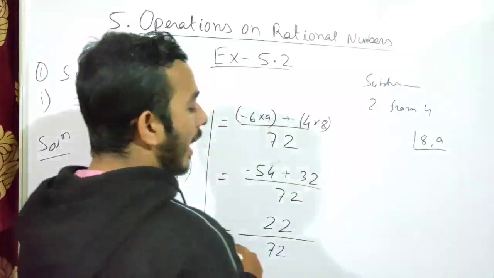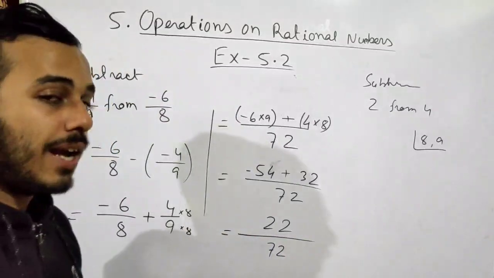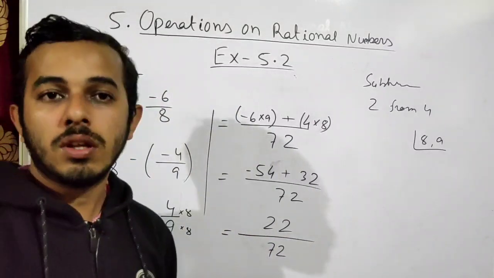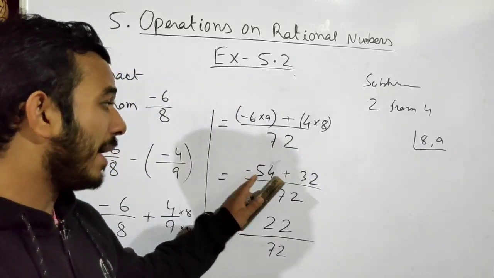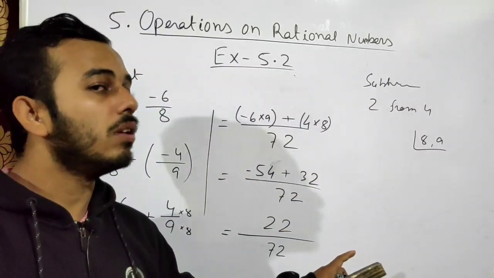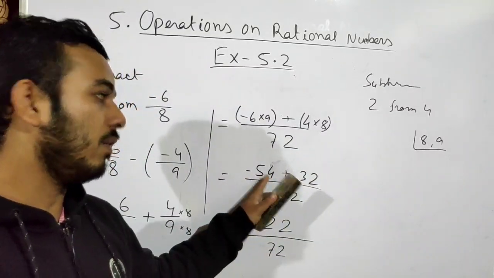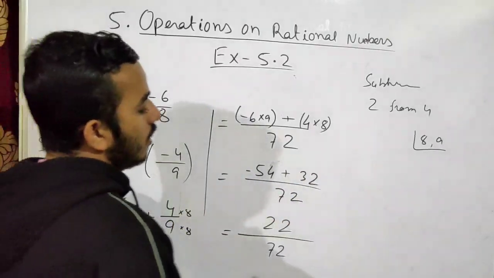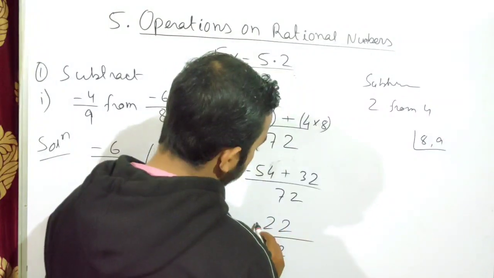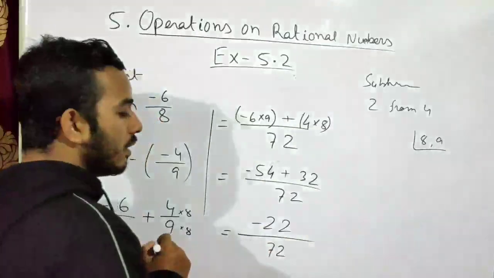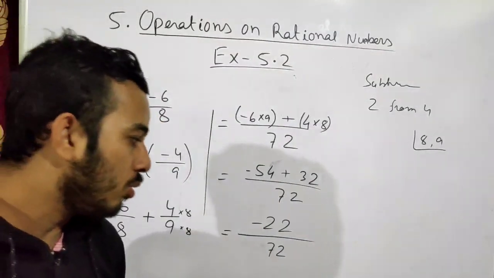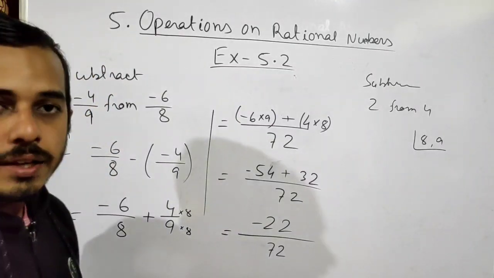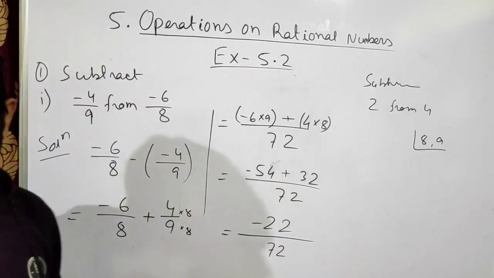Okay, and the sign, as I told you earlier, depends on the number, isn't it? Now which one is the greater number here? 54. Okay, forget that this is minus 54 and plus 32. Which is the greater number? 54, isn't it? Now 54 has which sign? Minus. So this one is minus. Clear? This one is minus 22 by 72. Okay, clear? Okay, let us solve one more.